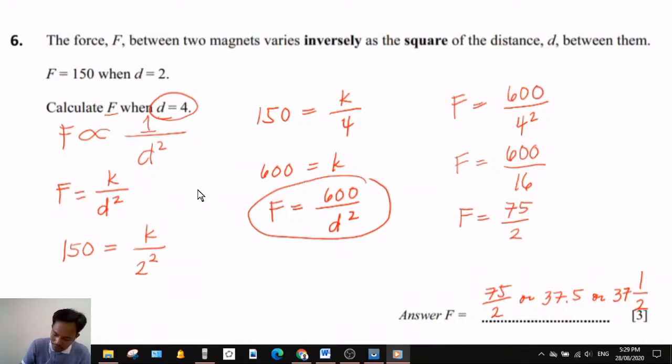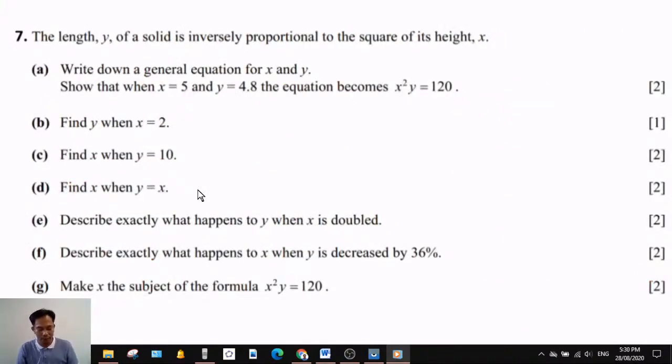Okay, let's move on to the last question. So we have 7 questions for this. The length y of a solid is inversely proportional to the square of its height. So it's almost the same as question number 6. So I'll go directly. I'll write y is equal to k divided by x squared. So it means if x is equal to 5, y is equal to 4.8. So 4.8 is equal to k divided by 5 squared.